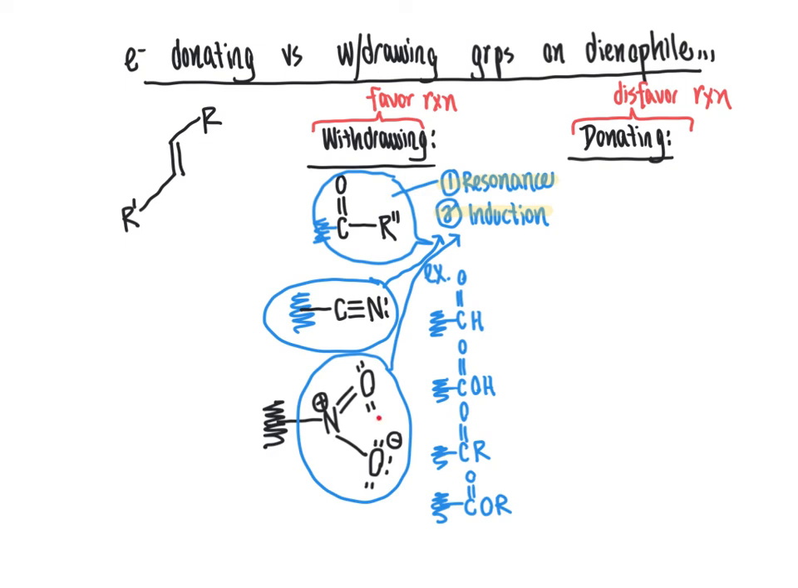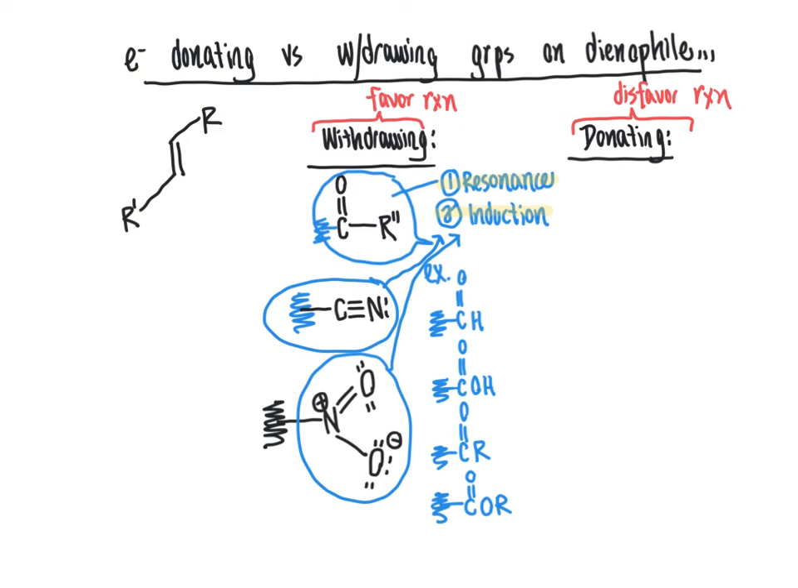But as we've said before, resonance is the more important factor, and certainly the nitro group has resonance we can use to illustrate that the electrons are being pulled away from the alkene group of the dienophile and being pulled onto or toward the nitrogen and oxygen atoms. So that makes these groups all electron withdrawing and makes the reaction of the alkene dienophile with the diene more favorable. On the other hand, groups that are electron donating are going to make the reaction less favorable.